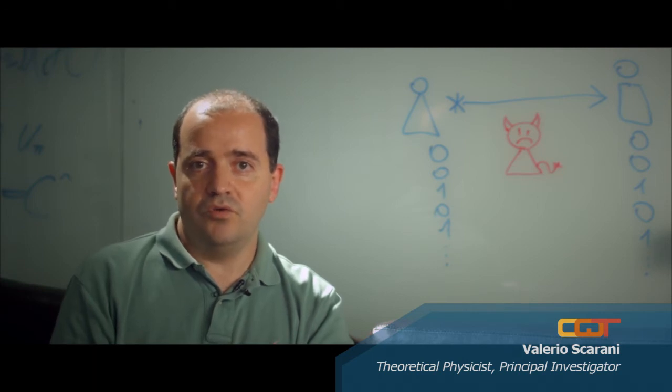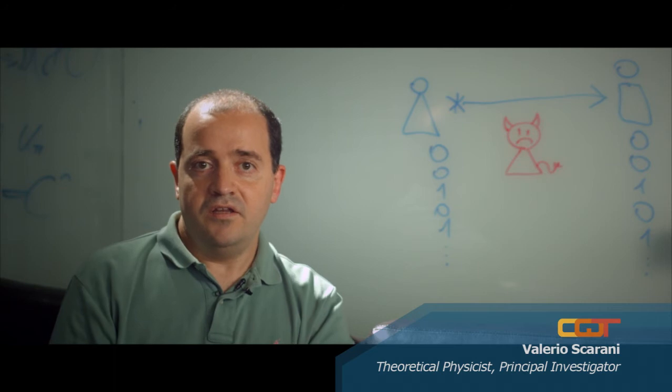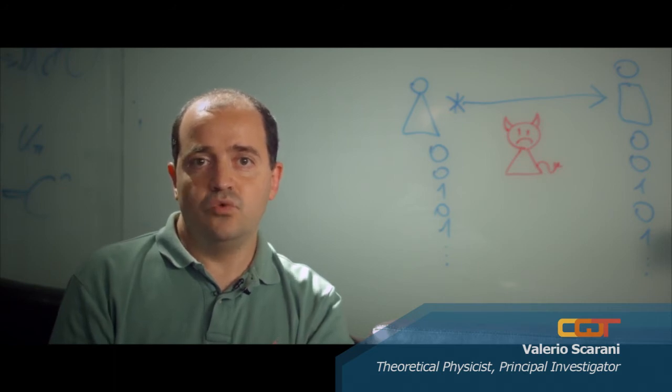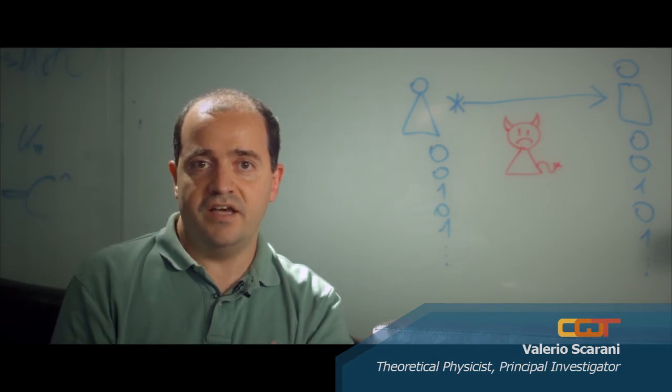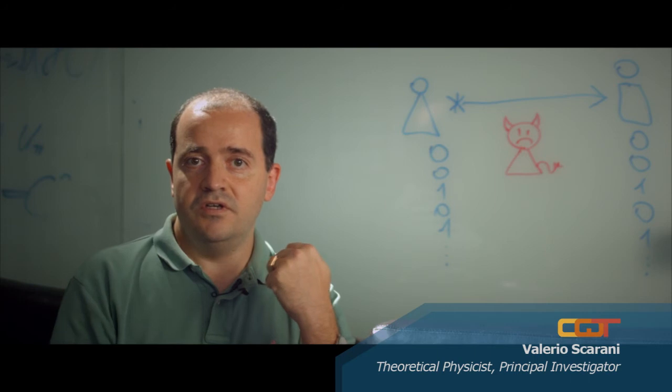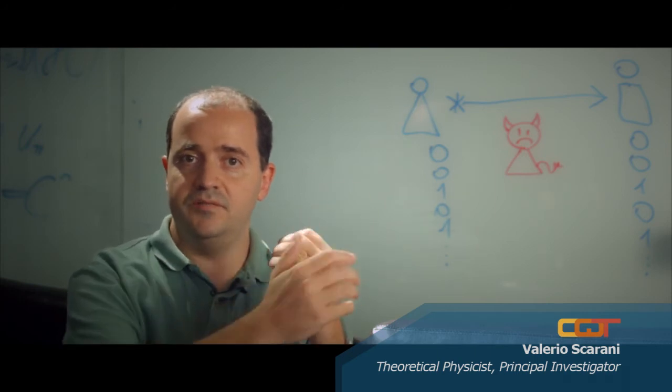Now, this is one way of doing quantum cryptography. Here in CQT, we do it in a slightly different way. In this case, there are two photons. The source of these two photons is also in Alice's hands. Alice keeps one photon, sends the other to Bob. It's a very similar scheme.